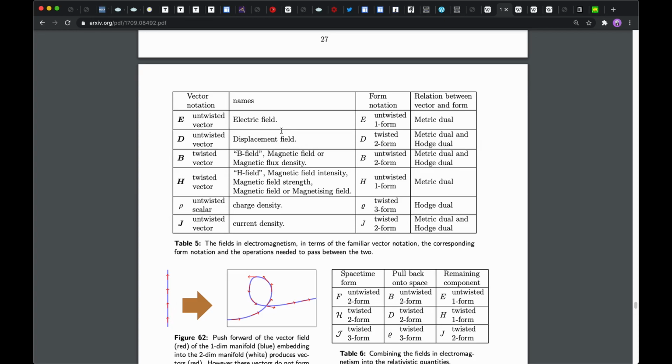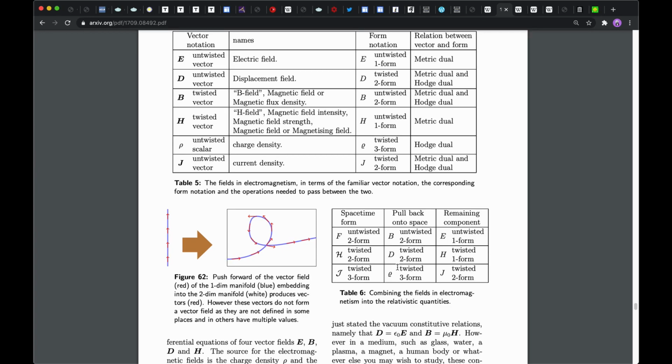So I really like this table 6. I felt like, obviously the images were great there, but something clicked when I saw that the E was an untwisted 1 form, and thinking back to the matrix representation of F, it was really interesting to think about the pullback and the remaining component. So I just wanted to make a comment about that. I think the pictures were very informative, and it's kind of mind-blowing.